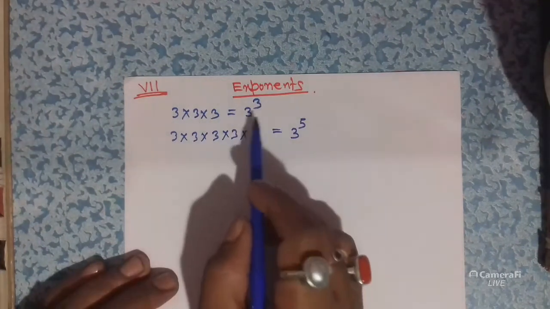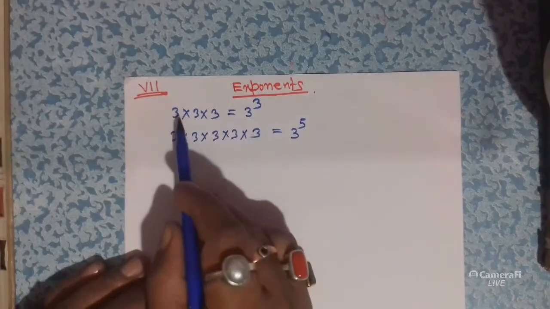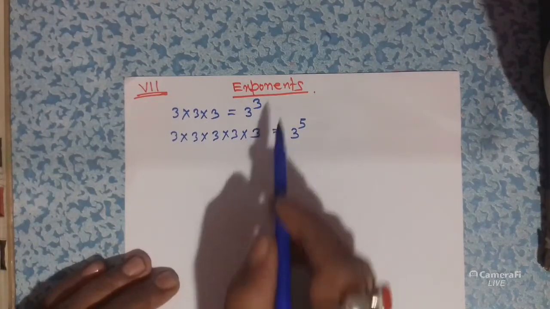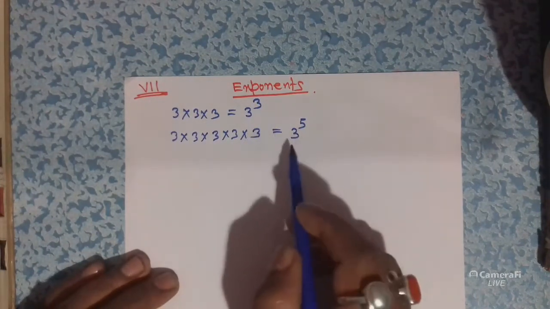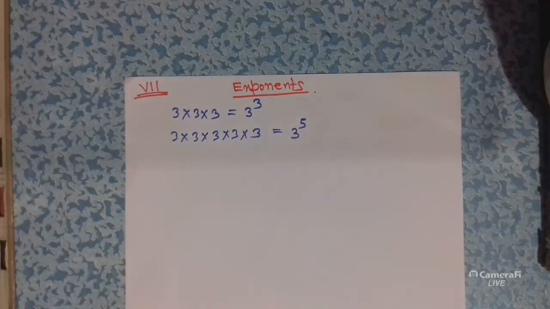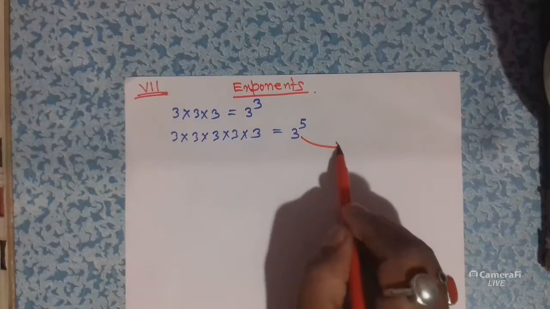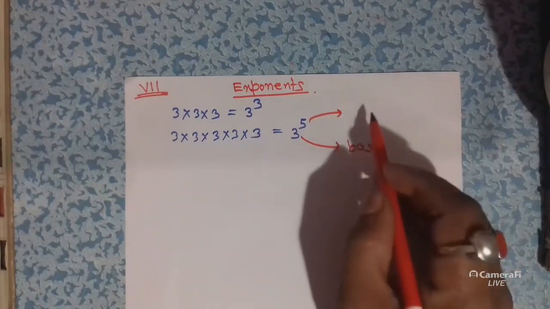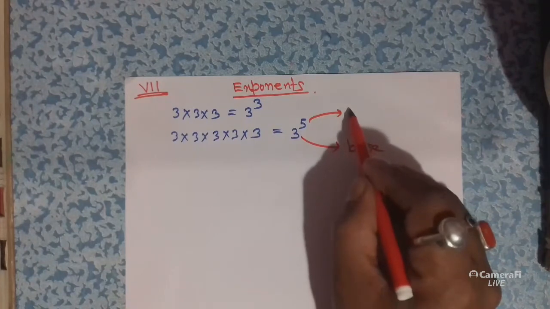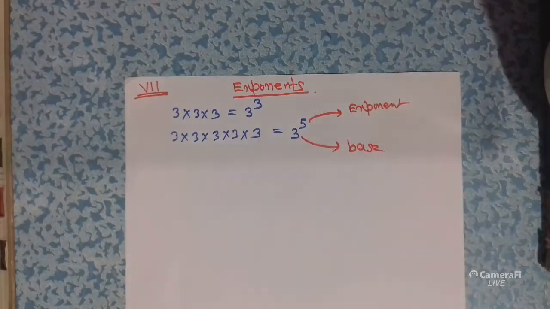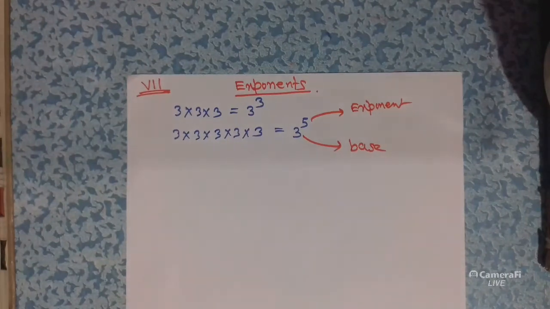So here, why am I writing 3 to the power 3? Because there are 3 3's. So that's why it is 3 to the power 3. And here 5 3's. So that's why I have written 3 to the power 5. So students, this 3 is called the base, and this power is known as the exponent. So here 5 is the exponent and 3 is the base.